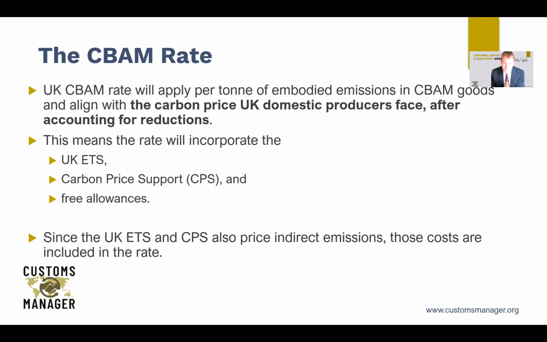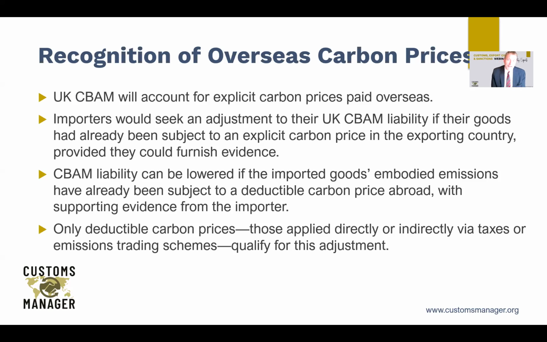And as I've explained, this means that the rate will incorporate the UK ETS, the carbon price support, the CPS, and the free allowances, everything we covered at the very beginning. So that makes up the CBAM rate. And since the UK ETS and CPS also price indirect emissions, those costs are included in the rate. So we don't know what the overall figure is going to be, but we know how it's going to get calculated. And as I've already explained, if there was an overseas carbon price, you can deduct it.